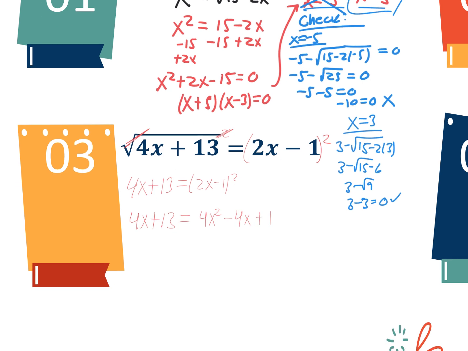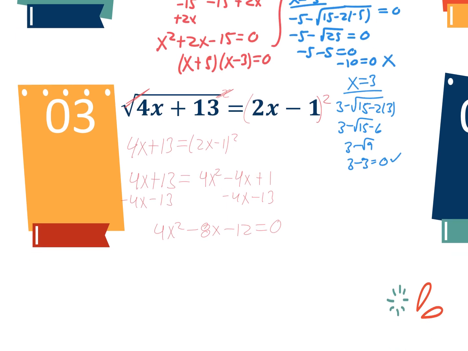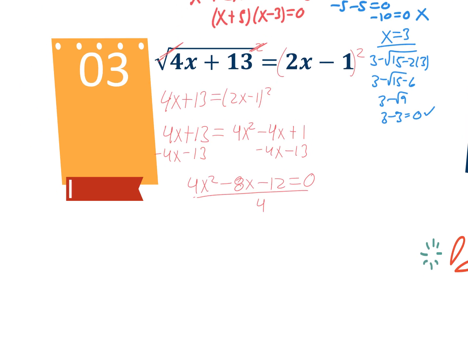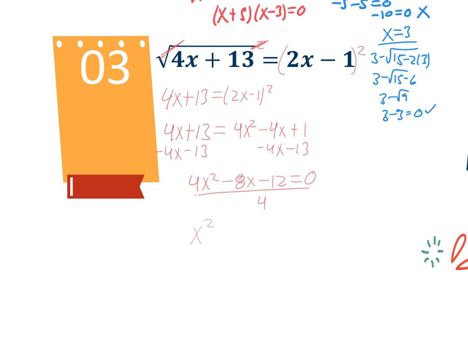And then you do want to set this equal to 0, so I'm going to subtract 4x on both sides and then subtract 13 on both sides. And so we end up with 4x squared minus 8x minus 12 equals 0. Now we want to try to factor this if we can. It looks like we can divide by a GCF of 4. Let's just do that from the beginning to make our remaining equation easier. So this is going to be x squared minus 2x minus 3 equals 0.